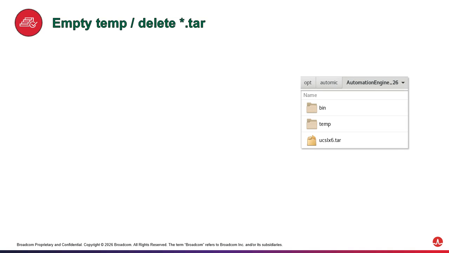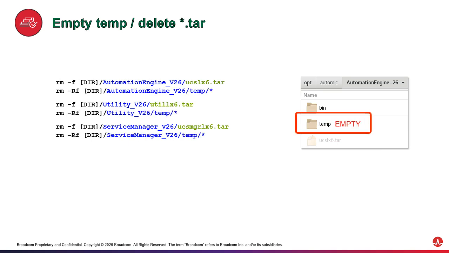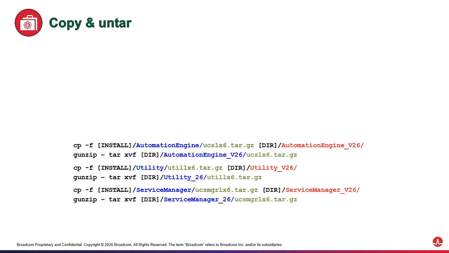When version 24 was installed, we left behind the installation packages with the tar extensions. We removed them for every component. We also empty the contents of each temp directory since we have no need for version 24 logs. For utilities, automation engine, and service manager, we copy the version 26 tar.gz install file from the install package into the newly created destination directory. You uncompress and untar each file. New bin and temp directories are generated.